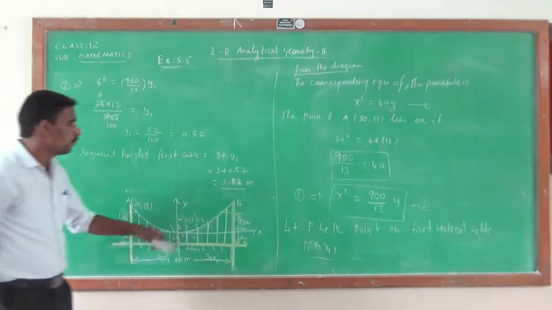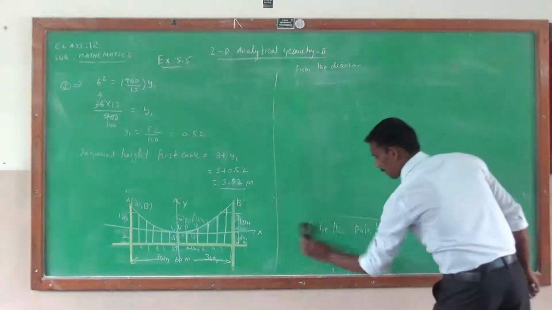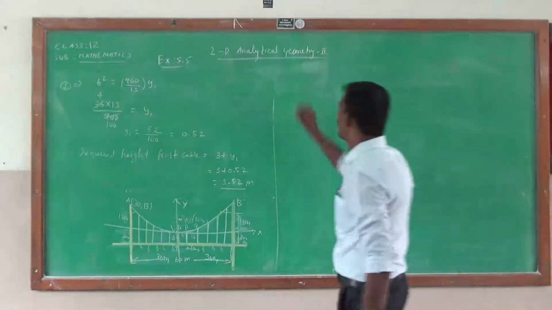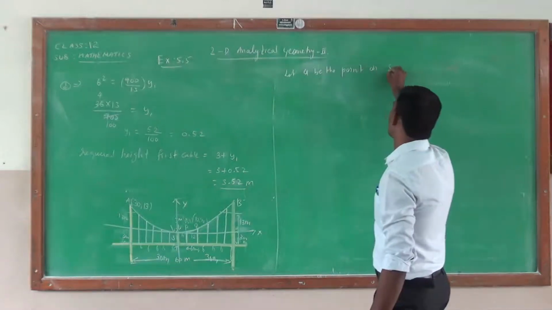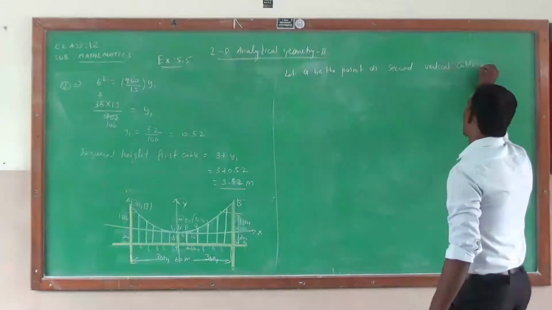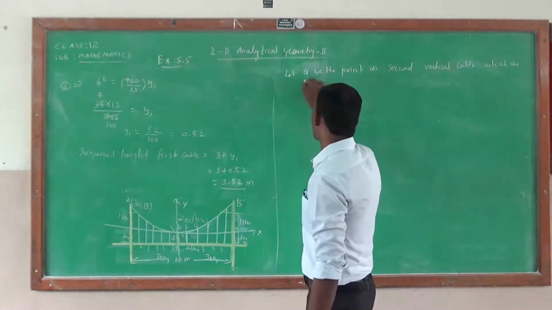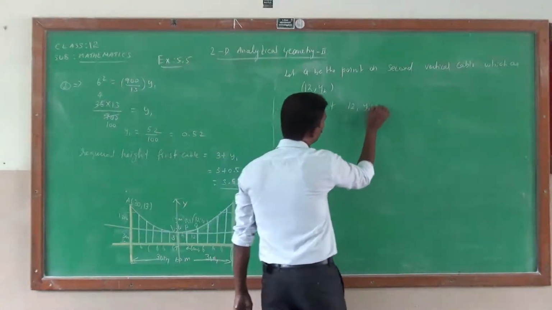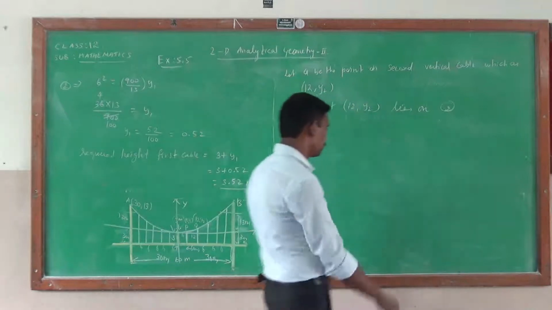Now we want to take Q. The same way you want to find out Q. Let Q be the point on the second vertical cable line which has (12, y2). Therefore, the point (12, y2) lies on equation number 2.